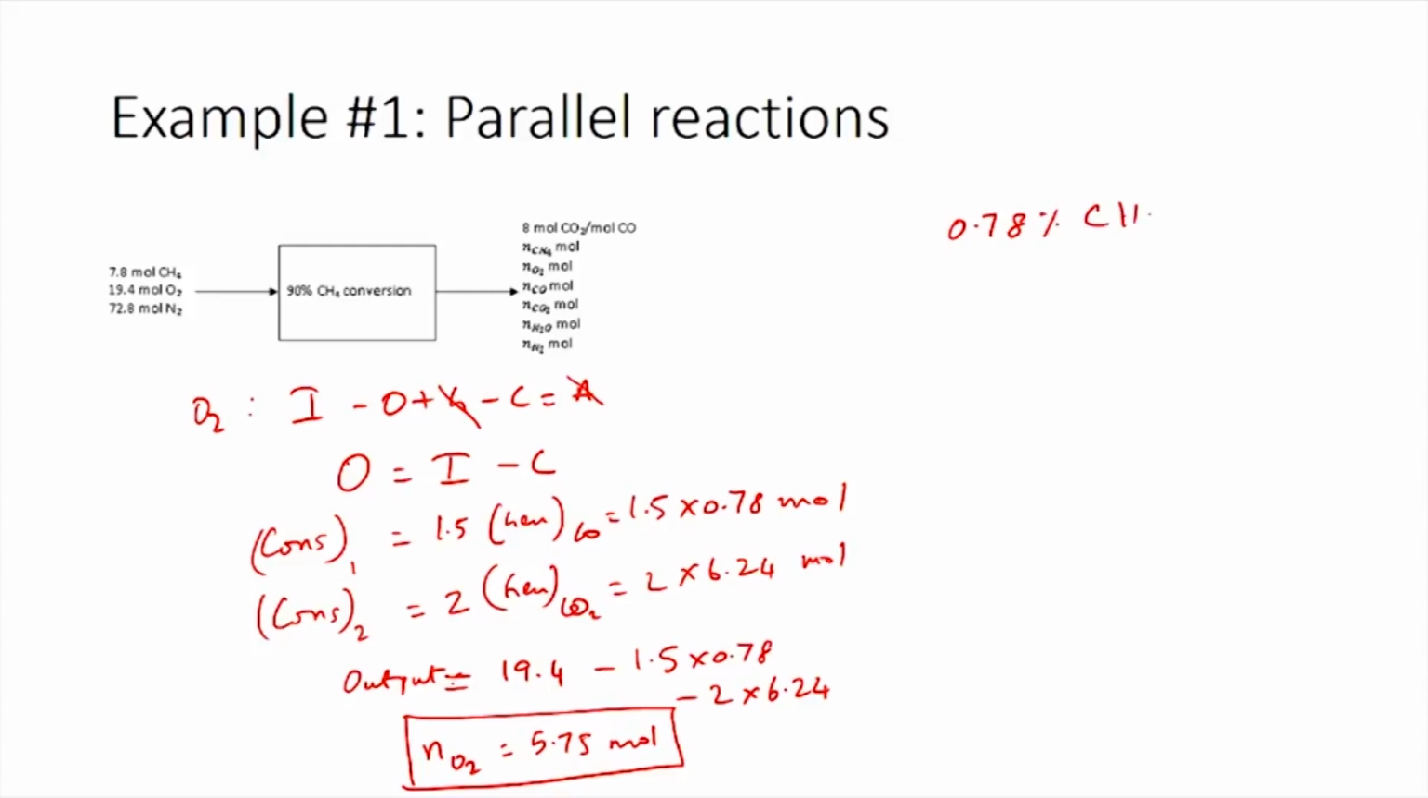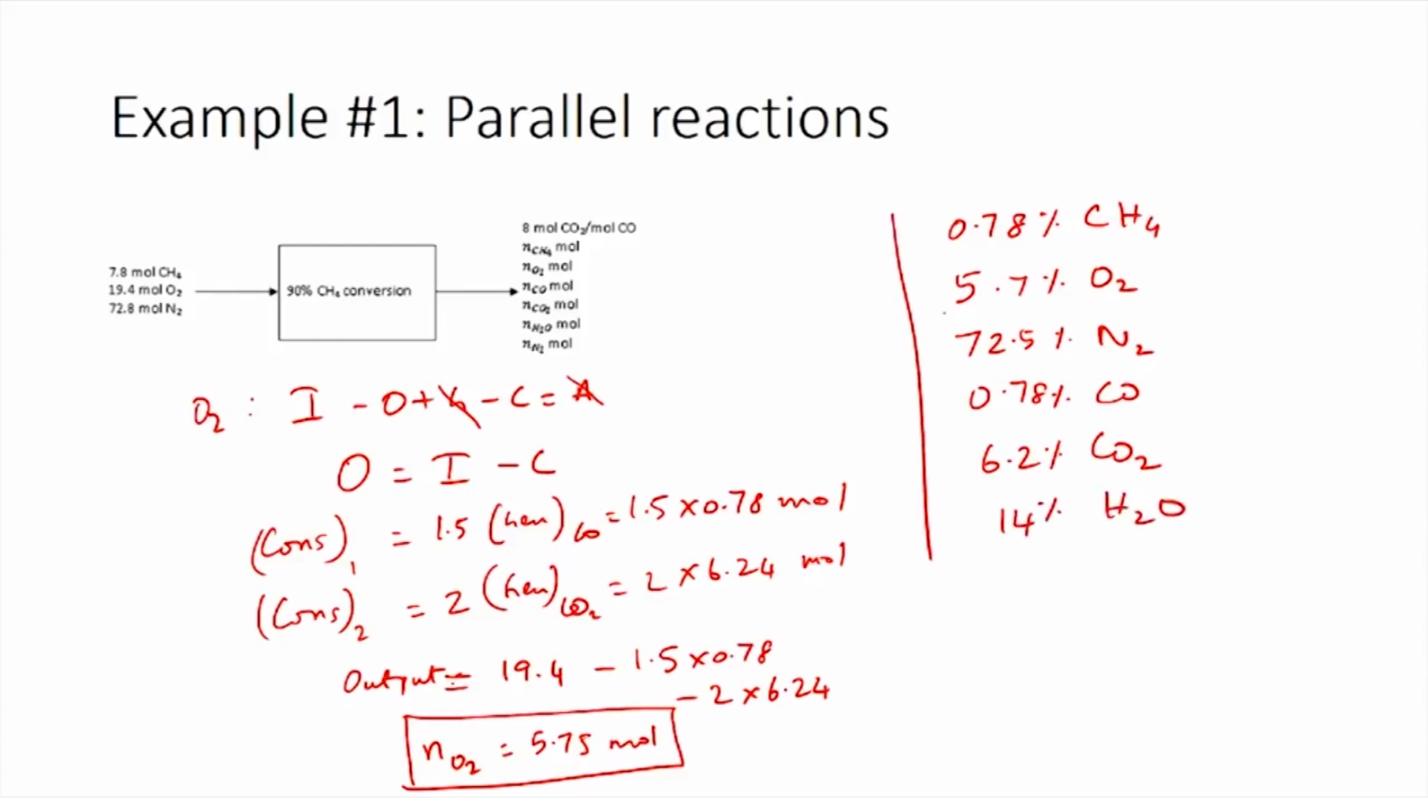0.78% methane, 5.7% oxygen, 72.5% nitrogen, 0.78% carbon monoxide, 6.2% carbon dioxide, and 14% water vapor. So, this is the product composition given in terms of molar percentages.